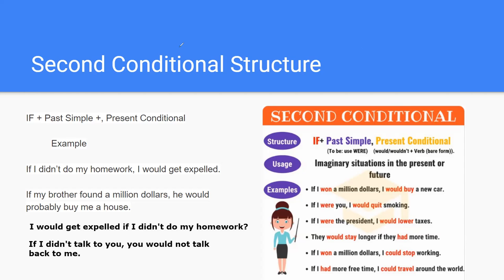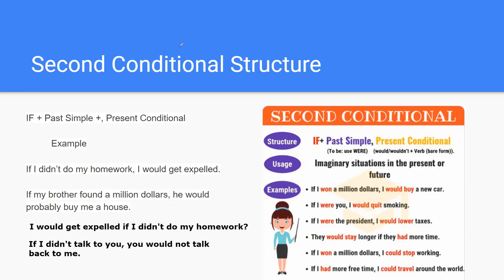Well, if I be rich, I will travel around the world. If I were rich, I would travel around the world. Very good. If my family were bigger, we will need 4 cars to go together. Okay, very good. And I have a question.